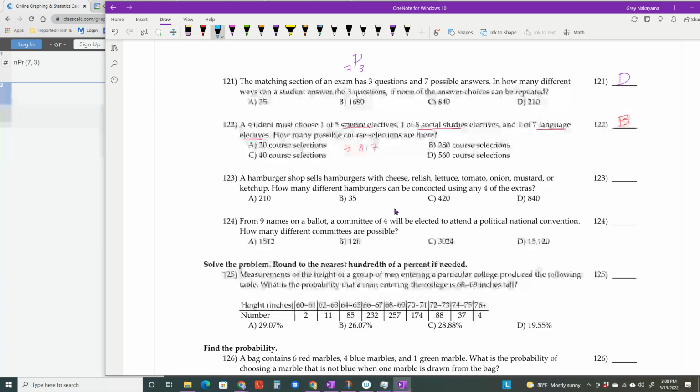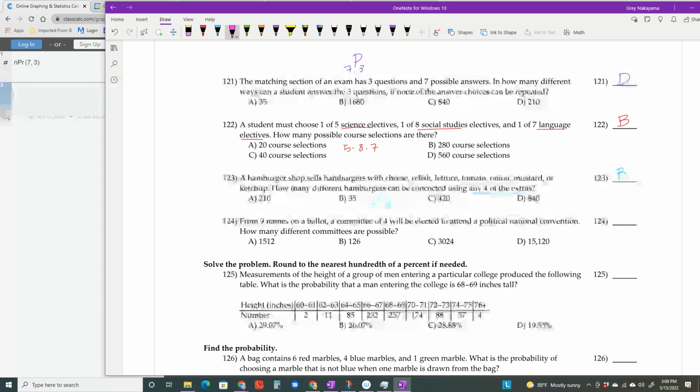A hamburger shop sells hamburgers with cheese, relish, lettuce, tomato, onion, mustard, or ketchup. How many different hamburgers if you can choose any 4 of the extras? Well, you count up the extras. There's a total of 7. The order that you put those extras doesn't matter. Doesn't matter if it's cheese and relish or relish and cheese. So it is a combination, not a permutation. And I want 4 of those. And 7 choose 4, just like we did in class with permutations, is going to give you an answer of 35. So it's B.